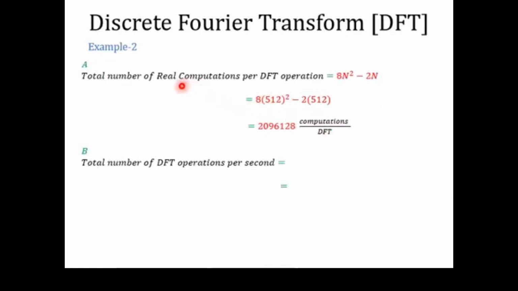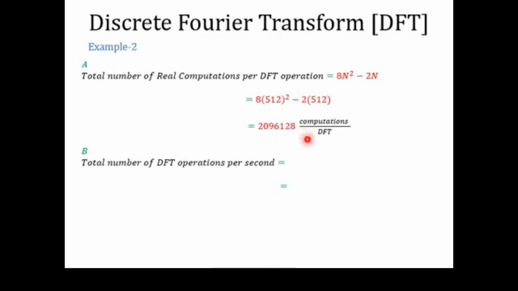Now let's calculate the first quantity, which is number of real computations per DFT operation, and the formula of real computations is 8n square minus 2n, and the value of n which was given to us in the numerical statement was equal to 512 samples. So just put n equal to 512 here, and after solving it we will get the final result equal to this value. So it shows that for applying DFT on 512 samples, our processor needs to perform 2.096 million computations for a single DFT operation.